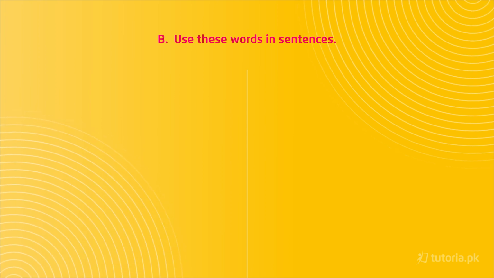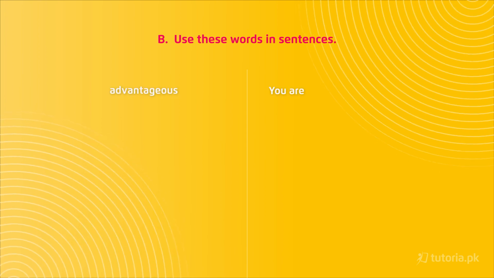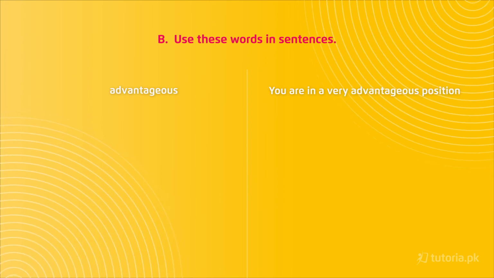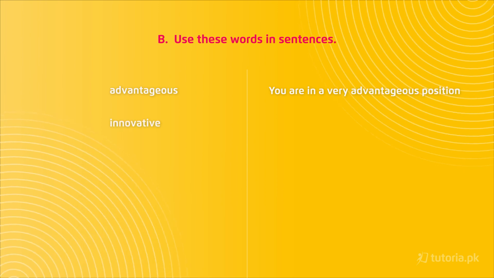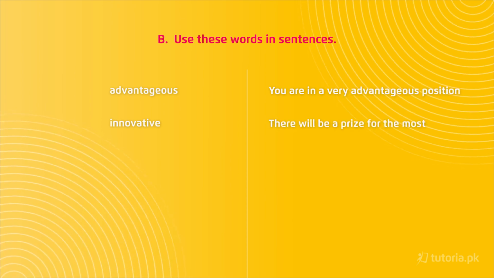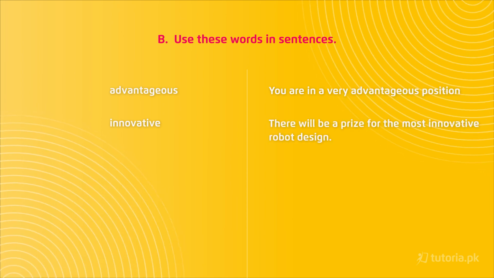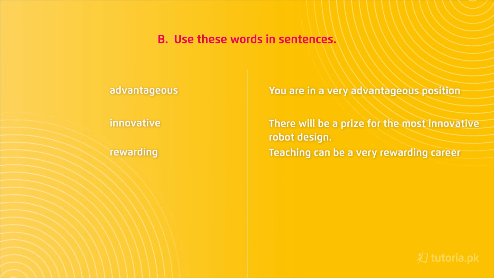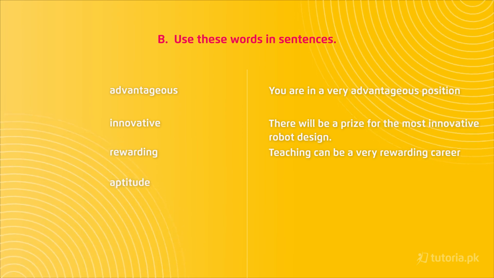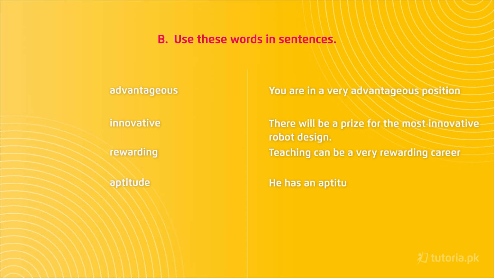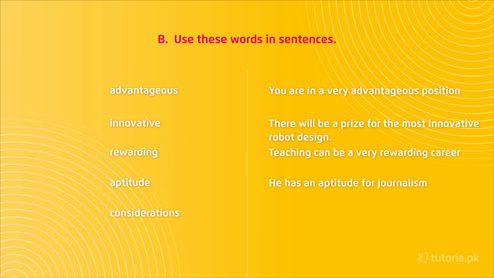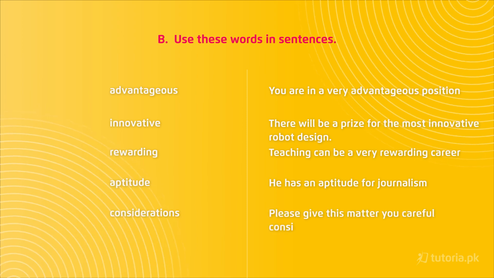First word is advantageous जिसका sentence होगा You are in a very advantageous position. Second word is innovative and the sentence is There will be a prize for the most innovative robot design. Third word is rewarding, जिसका sentence है Teaching can be a very rewarding career. And then the next word is aptitude and इसका sentence है He has an aptitude for journalism. And last word is considerations, जिसका sentence है Please give this matter your careful considerations.